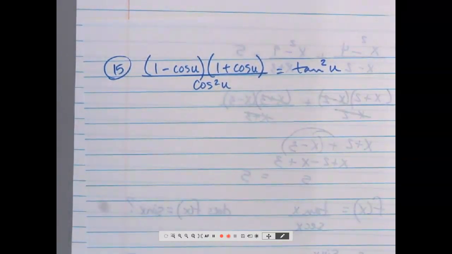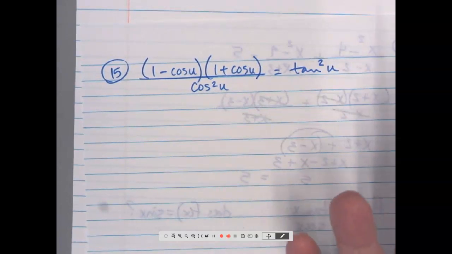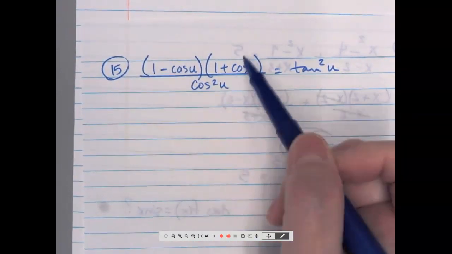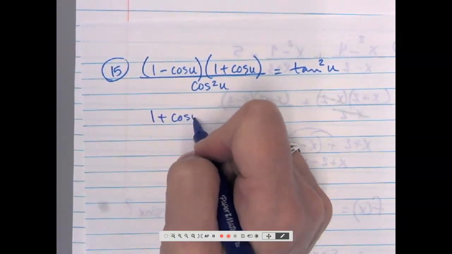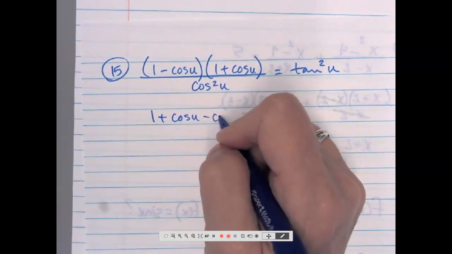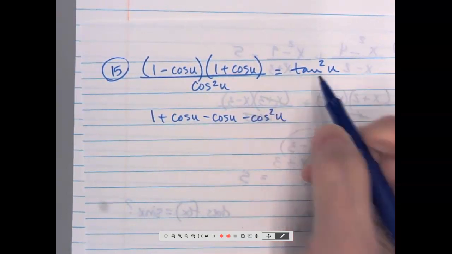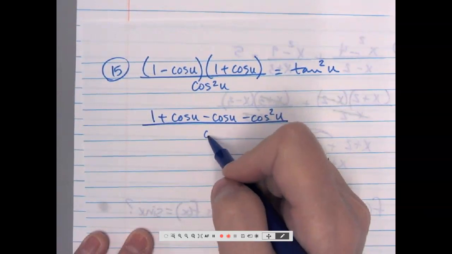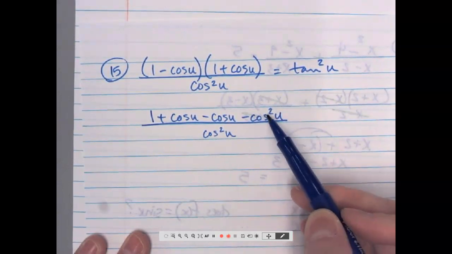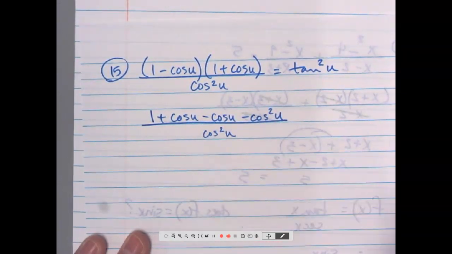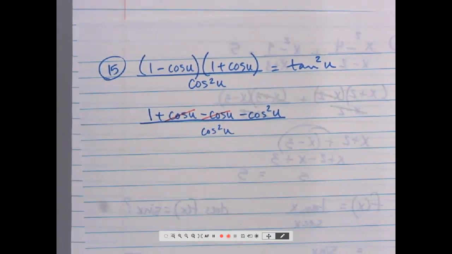So left-hand side definitely gives me more to work with. I'm going to distribute this out. Like everything's already in terms of sine and cosine. So let's FOIL this top out. That gives me 1 plus cosine u minus cosine u minus cosine squared over cosine squared. Now, please don't cancel these cosine squareds. This is not a factor of the numerator. It is a term. But these do cancel. They just add up to be 0.